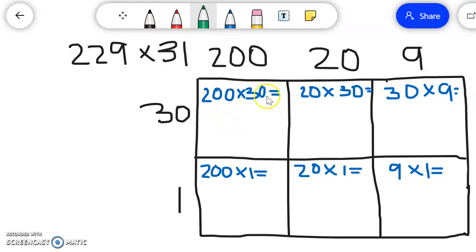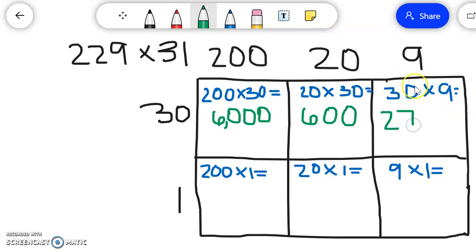So the first one that I have is 200 times 30. And using the tricks of 0, I'm going to multiply 2 times 3 first and get 6. And then I'm going to count my zeros. 1, 2, 3. And I'm going to add them all after my 6. And then add my comma. So now I'm ready to do 20 times 30. And again, using the tricks of 0. 2 times 3 is 6. And I'm going to count my zeros, 1, 2, and I'm going to add them after my 6 to get 600. And then 30 times 9, using the tricks of 0, I'm going to say 3 times 9 is 27. And I have 1 0, so I'm going to add that at the end.